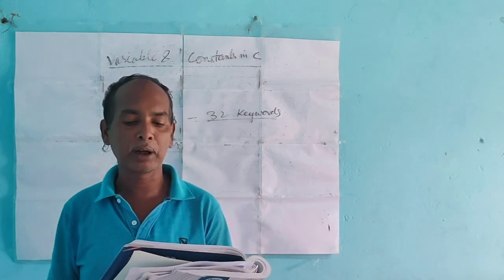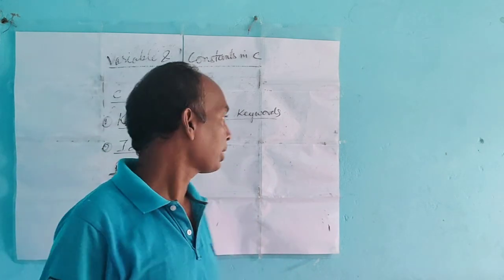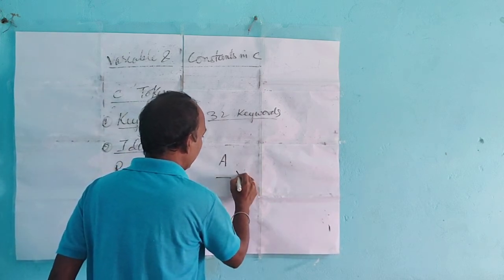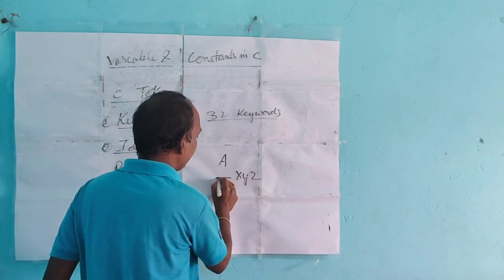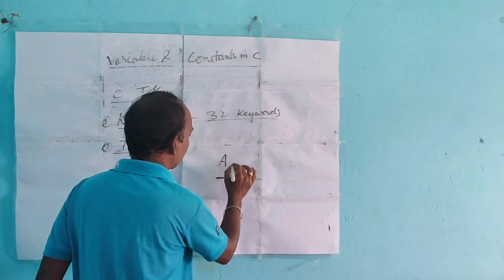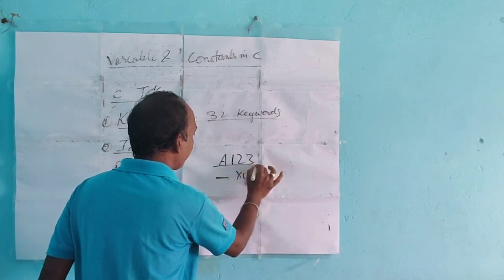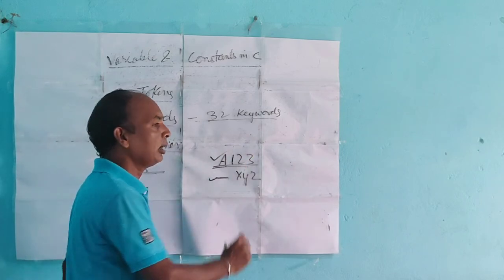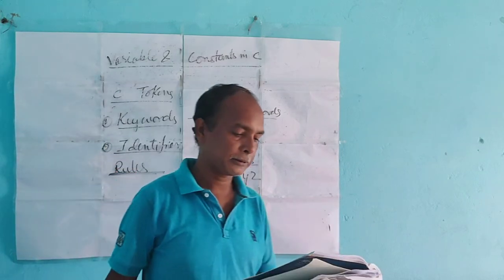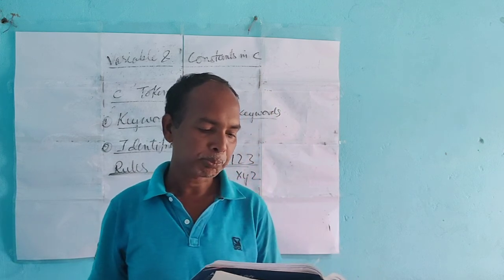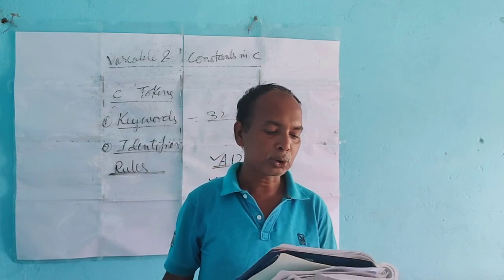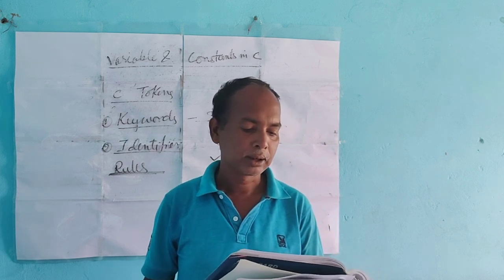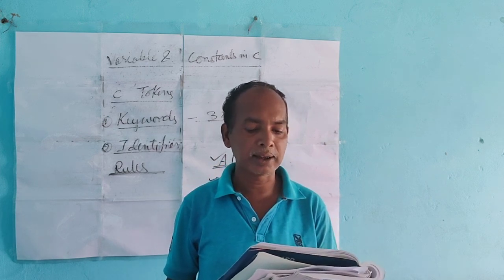They can also begin with an underscore character. You can start an identifier from A or underscore XYZ, or underscore A123. The first character must be an alphabet or an underscore. Third, characters after the first one can be letters, underscore, or digits. Fourth, uppercase and lowercase letters are distinct.